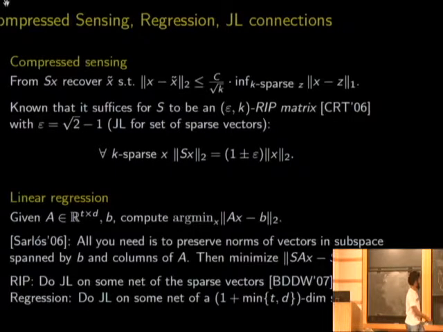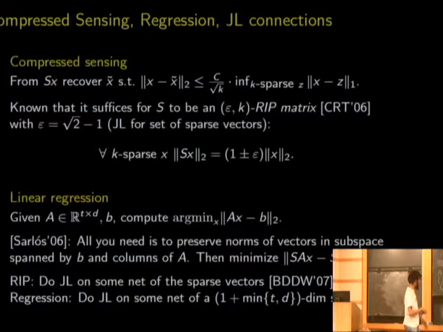You want to preserve the norms of a set of vectors. And in fact, really, JL implies the existence of maps for both of these problems. For RIP, you can just do the JL theorem on some net of the sparse vectors. And for regression, you can do JL on some net of a low-dimensional subspace.